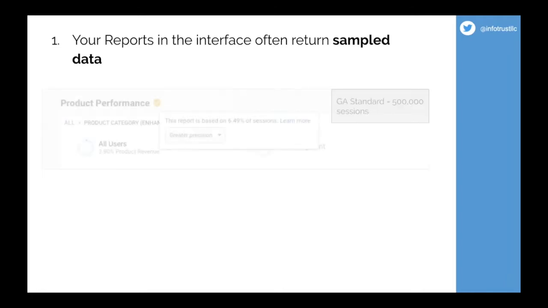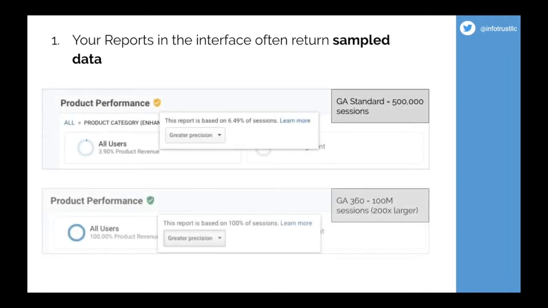Okay, so let's talk about the first one here. Your reports in the interface often return sample data. With the free version, your sampling limit is set to 500,000 sessions. If you're pulling data in any date range above 500,000 sessions, you are subject to sampled data. It also depends on if you're doing ad hoc queries, adding things like secondary dimensions or table filters. But the standard rule of thumb is 500,000 sessions for the free version in the interface. With the 360 version, it's actually 200 times higher. It's going to be 100 million sessions within the interface before you see sampling show up.